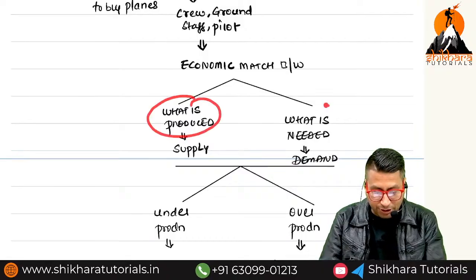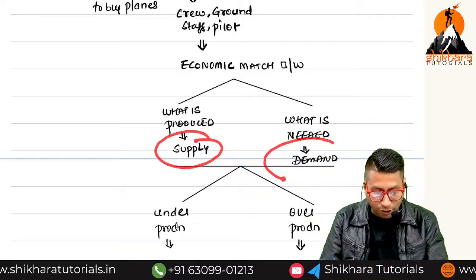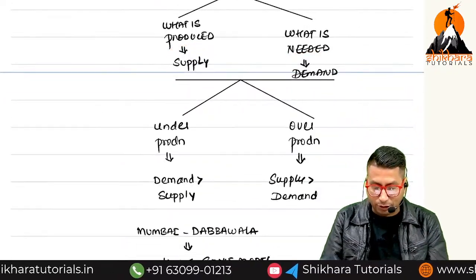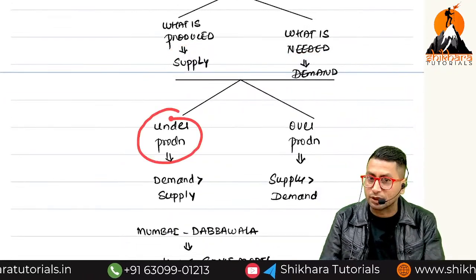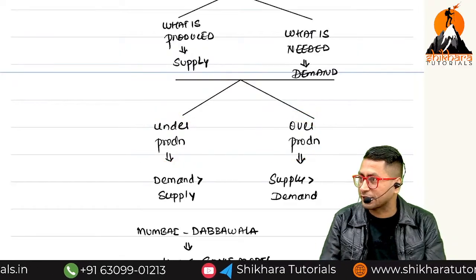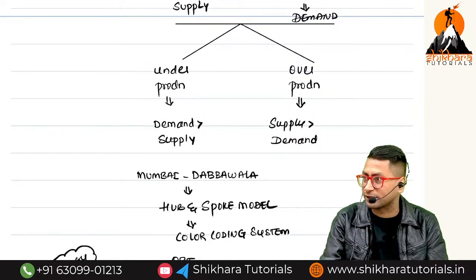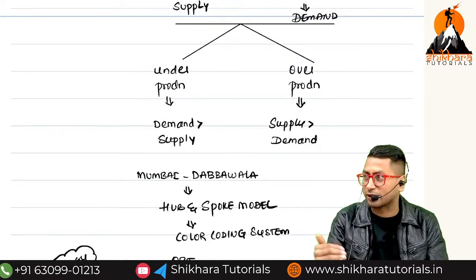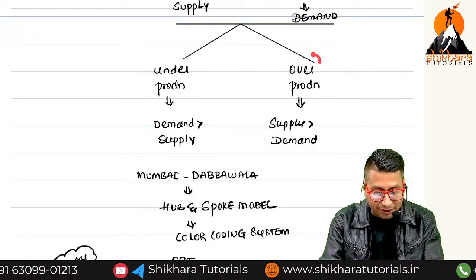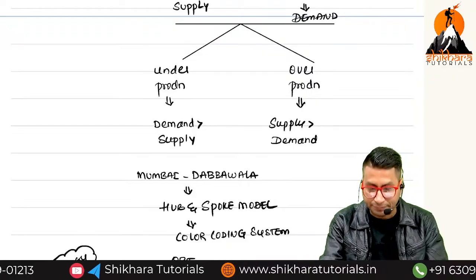Now, I also told you that there should be an economic match between what is produced and what is needed. What is produced means supply, and what is needed means demand, otherwise there will be either underproduction or overproduction. Both are dangerous for a company, right? In case of underproduction, chance of losing the customer is there, and obviously I will not get back the customer, loss. And in case of overproduction, the chances of obsolete inventory are very high.